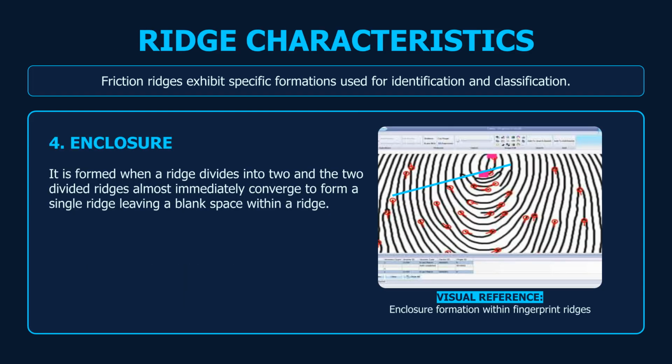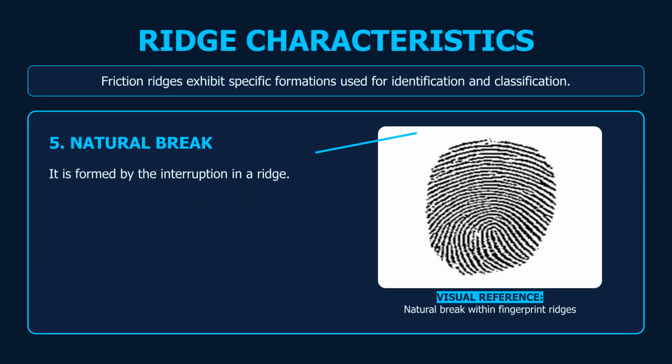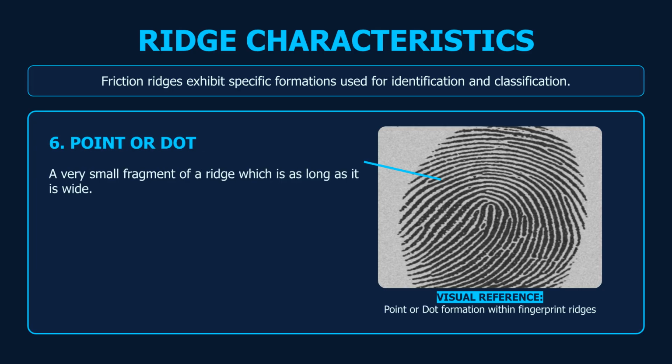Other characteristics include the bifurcation, where a ridge splits into two parallel ridges, and the spur, where a ridge divides, but only one continues forward. Finally, the enclosure is formed when a ridge divides and then immediately converges, leaving a blank space within a single ridge. Friction ridges exhibit specific formations used for identification and classification.